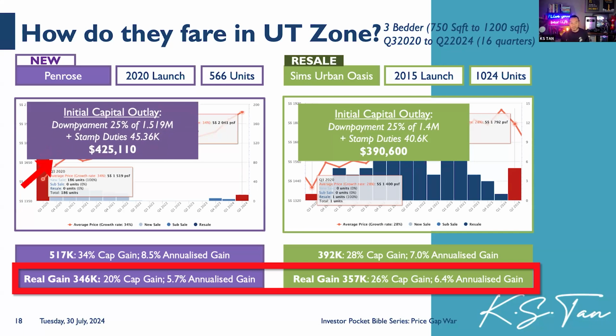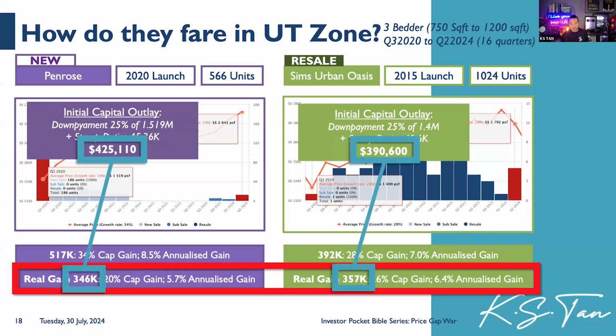And how hard is your money working for you? So in these instances, we see from left to right, Penrose is putting in 425,000 to get you 346,000 gain. And Sims Urban Oasis is putting in 390,000 for 357,000 gain. So in this instance, Sims Urban basically has his money working harder for him as an investor, right? Okay, but of course it doesn't come as easy as it is. You got to deal with tenants, the hassle, repair and whatnot every year or every time when you switch a tenant. Am I right to say that?